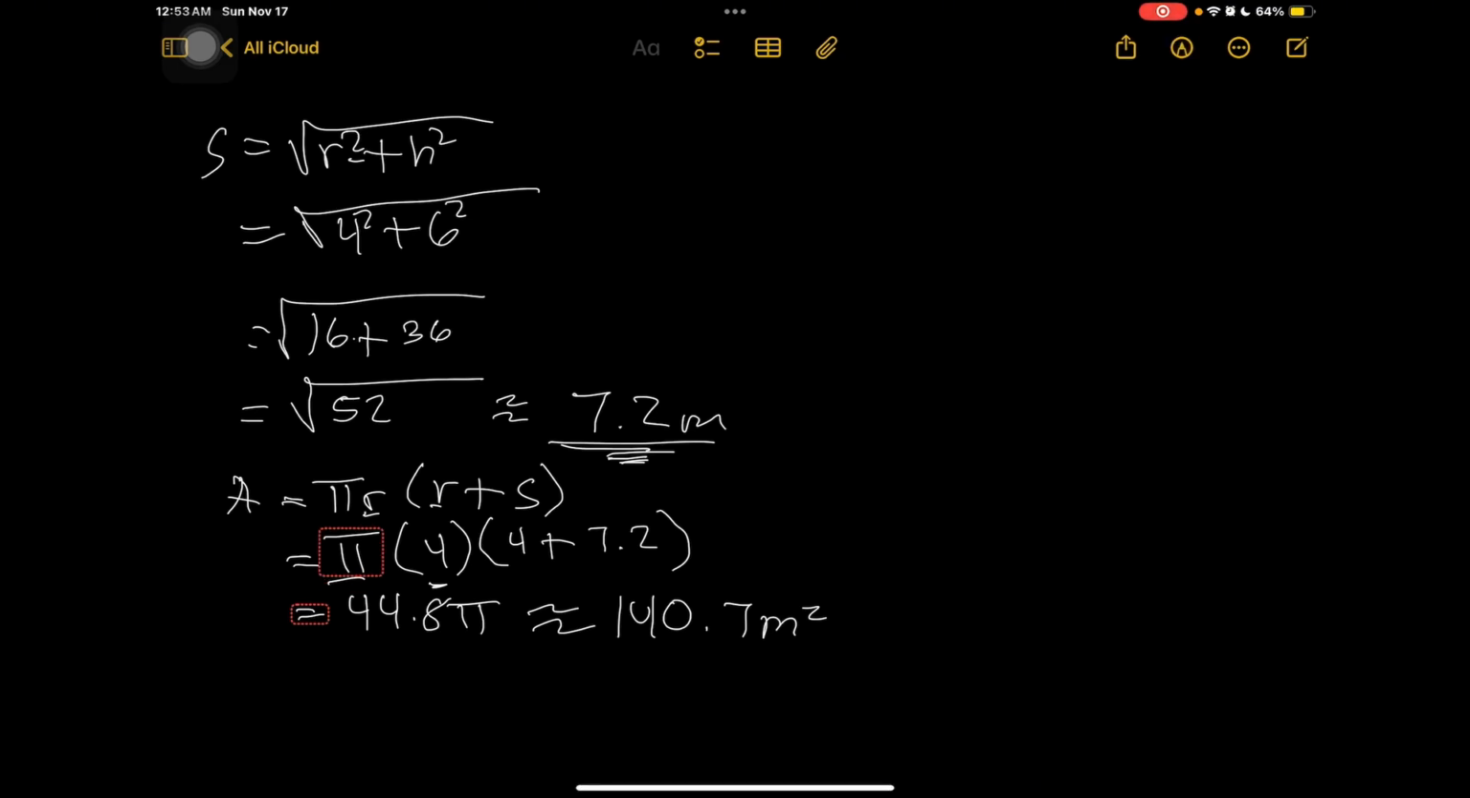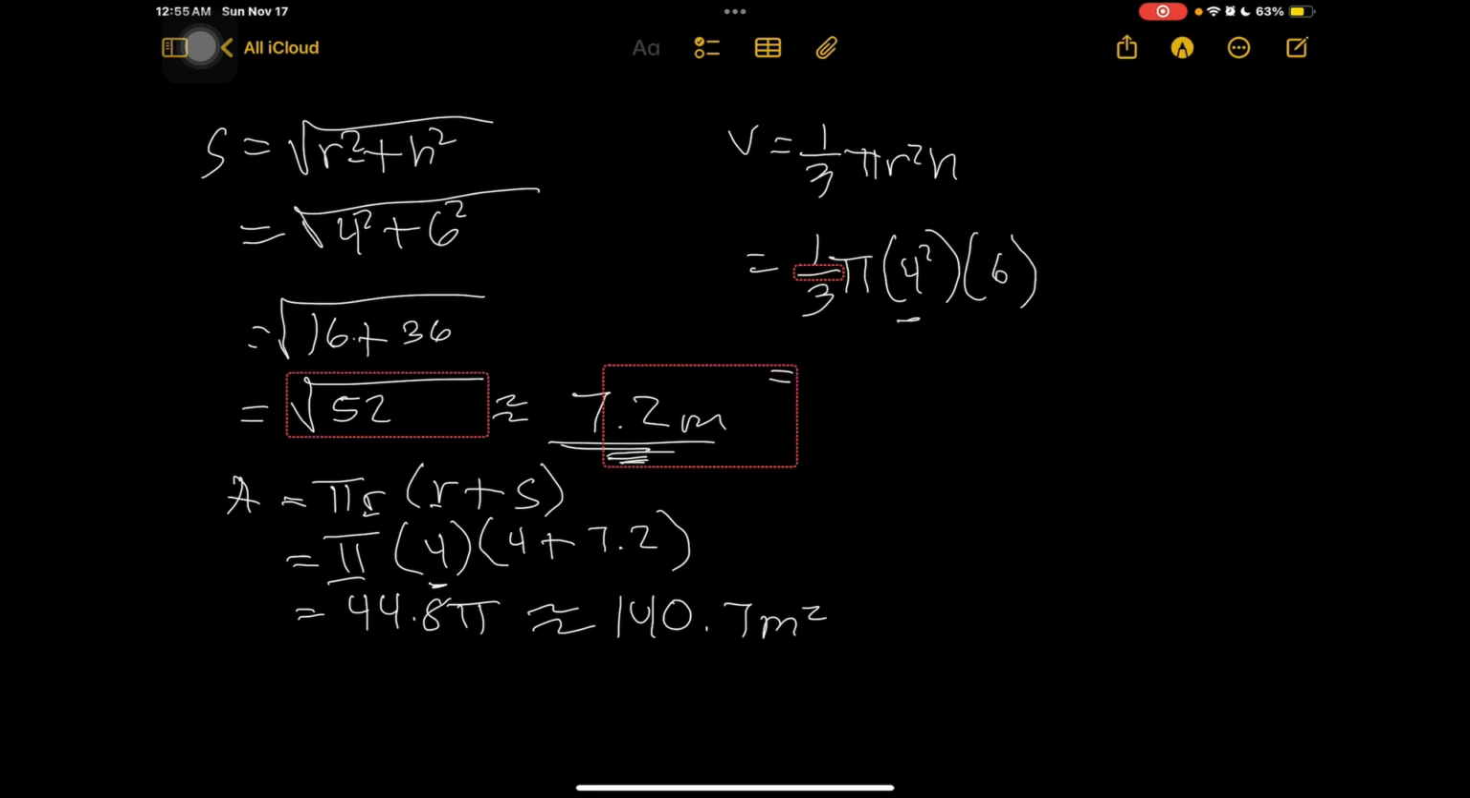And now we are gonna find the volume of right circular cone. So the formula of volume is V equals 1/3 pi r squared times height. So 1/3 pi multiplied by radius, which is 4 squared, multiplied by height. So 6.